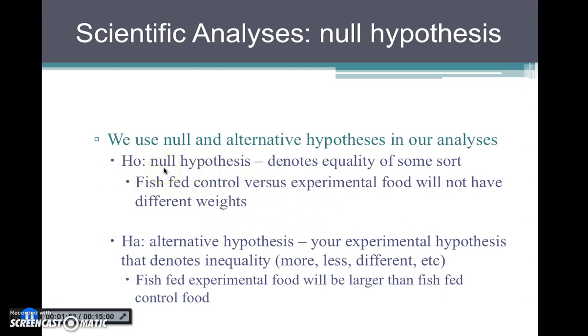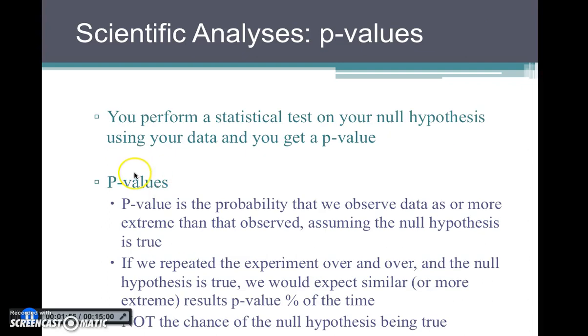So what statistical tests give you as output are p-values. All right, so p-value is actually the probability that we observe data as or more extreme than that observed, assuming the null hypothesis is true. Another way to state it: if we repeated this experiment over and over and over and the null hypothesis is true, we would expect similar or more extreme results p-value percent of the time.